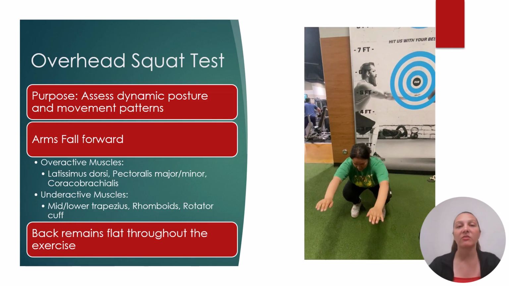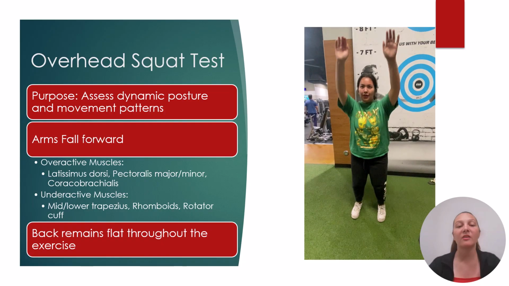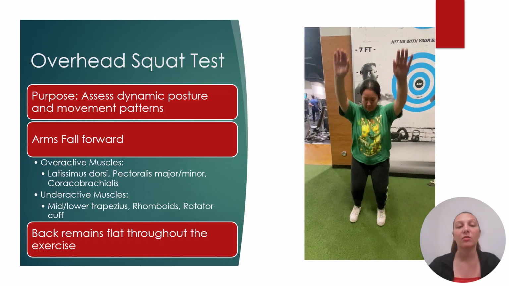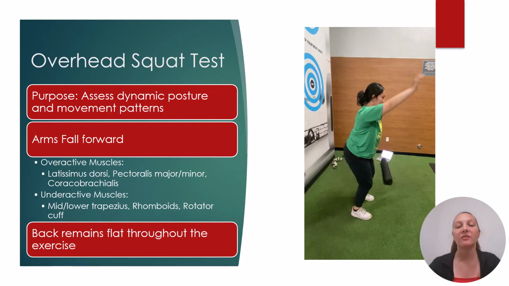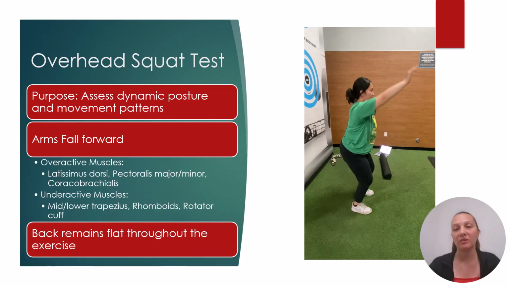This is indicating that some overactive muscles might be the latissimus dorsi, the pec major and minor, and the coracobrachialis, as well as underactive being the mid and lower traps, rhomboids, and rotator cuff.